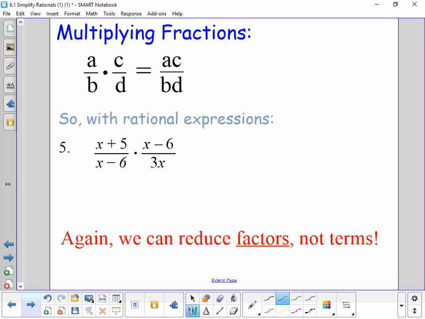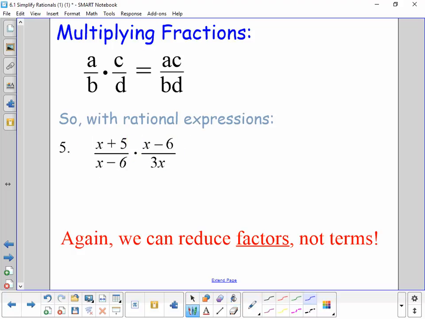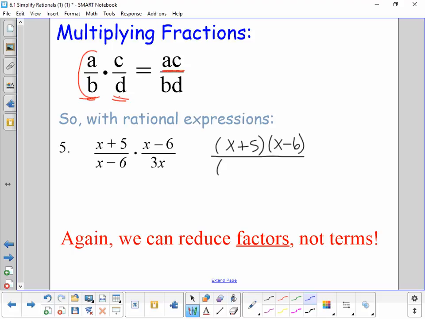Okay, so now we're going to talk about if we have two rational expressions, like I have this one and this one, and what happens when we multiply those two things together. Well, if you think about fractions, if I have a over b times c over d like this, it really is the same as having an ac in the numerator and a bd in the denominator. So this first example, it's the same as having an x plus 5, an x minus 6 in the numerator, and an x minus 6 and a 3x in the denominator.